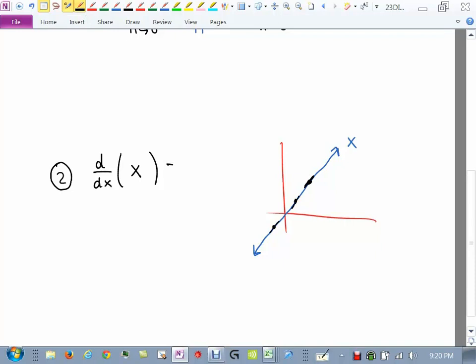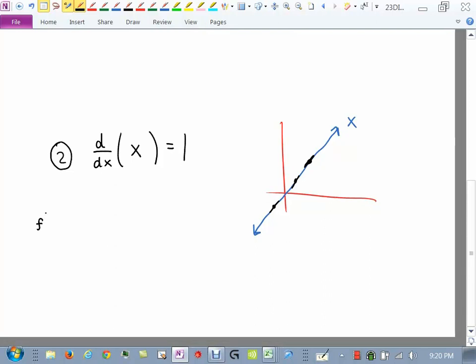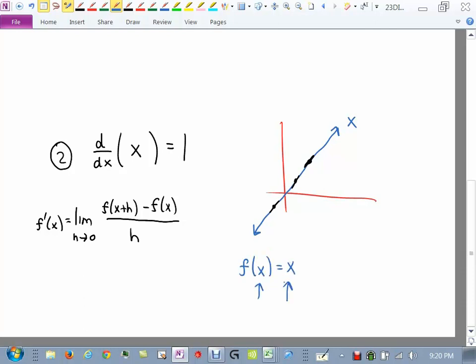Again, the derivative will be the limit as h goes to 0 of f of x plus h minus f of x all over h. Now keep in mind the function we're actually using here is the function f of x equals x. So whatever you plug in is exactly what comes out. So when I plug x plus h in, it should spit out x plus h. So this is the limit as h goes to 0 of x plus h, and then minus, what do I get when I plug in x? Well, it spits out x, and then all over h.